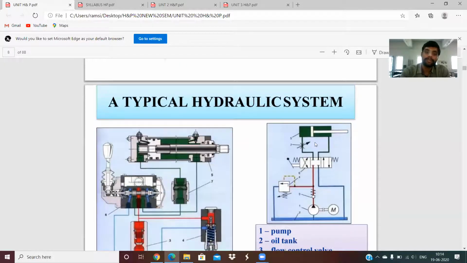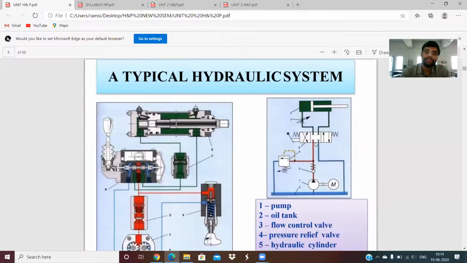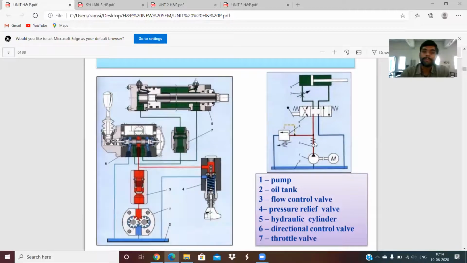Then this is the typical hydraulic system you can see on your screen: pump, then oil tank, then flow control valves, then pressure relief valves, then hydraulic cylinder, then directional control valve and throttle valves. All these are the parts of this hydraulic system.